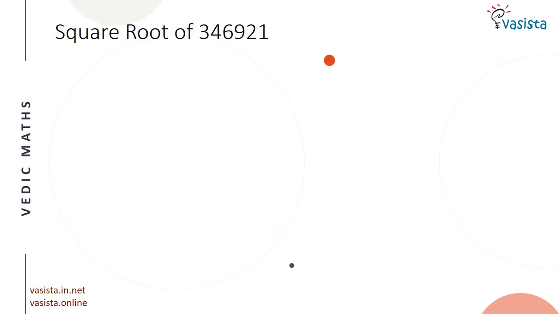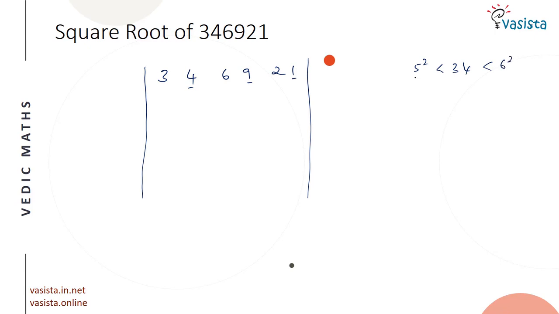Let me go with the last example here. It is going to be 346921. Odd places start from here, 1, 3, 5. So I need to take 34, which is in between 5 square and 6 square. Let me take this 5, and the square of this number, 25, should be subtracted from 34. This will become 9. Don't bring down 6. Double this, that is 5 2s are 10.